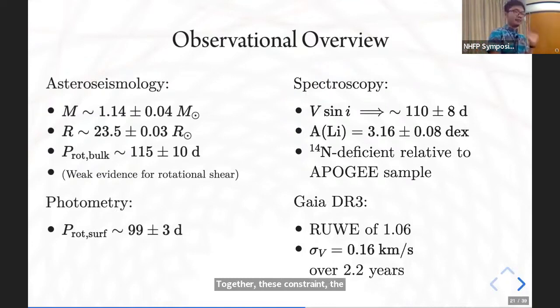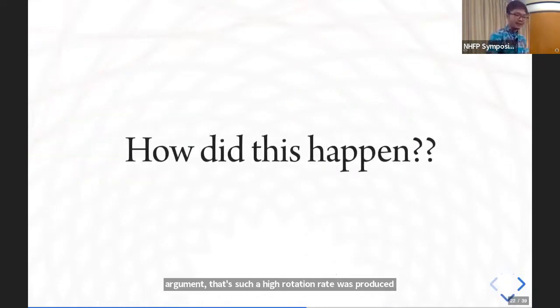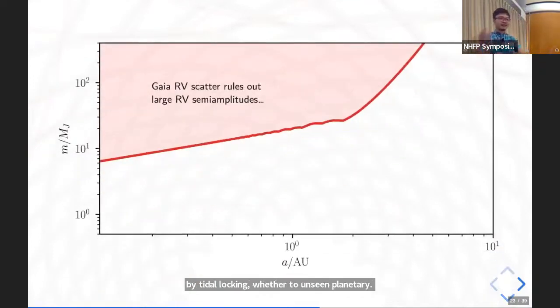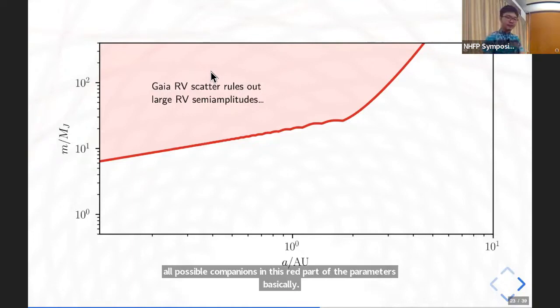So let's, for the sake of argument, suppose that such a high rotation rate was produced by tidal locking with a hitherto unseen planetary companion. I show on this diagram the possible parameter space of potential companion orbital radii and companion masses. The Gaia RV scatter rules out radial velocity amplitudes that are too large, right? And so given our measurement of the Gaia RV scatter, we can rule out all possible companions in this red part of the parameter space as possible explanations for this rotational configuration.